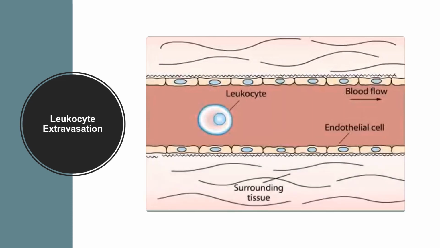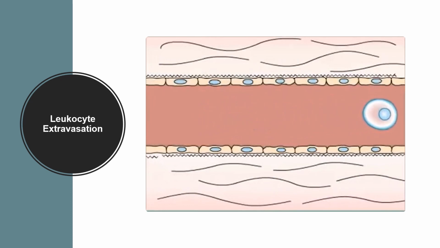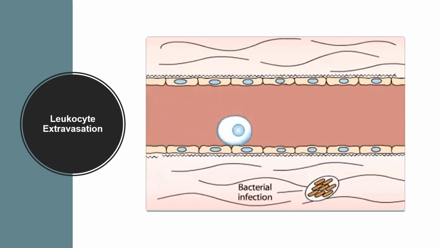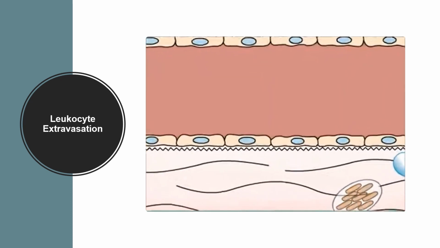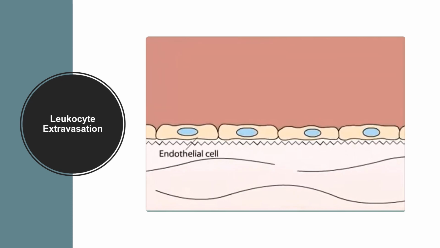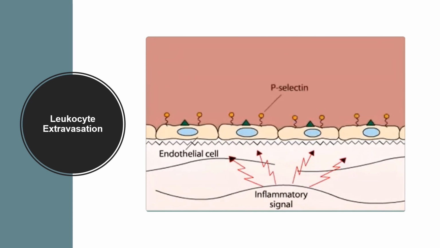Leukocytes, or white blood cells, normally circulate in the blood unattached. The presence of an infection or inflammation triggers leukocytes to move into tissue toward the foreign invader in a process called extravasation. Extravasation requires a succession of specific cell-cell contacts between leukocytes and endothelial cells lining the blood vessel. First, inflammatory signals induce endothelial cells to exocytose P-selectin and synthesize platelet activating factor, PAF, both of which appear on the cell surface.